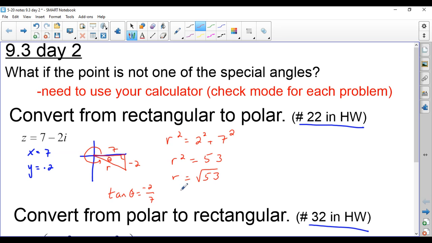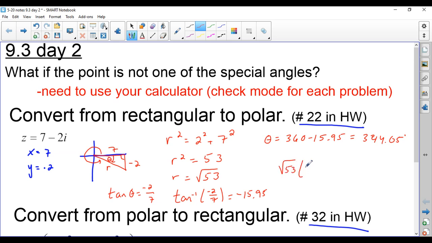When you put that in your calculator, and you can do these in degree mode to make it easier, you're going to take the inverse tangent of negative 2/7, and it gives you negative 15.95. So this is going down 15.95. The angle we want goes all the way around. So what we need to do is take 360 minus the 15.95, and that will give me an angle of 344.05 degrees.